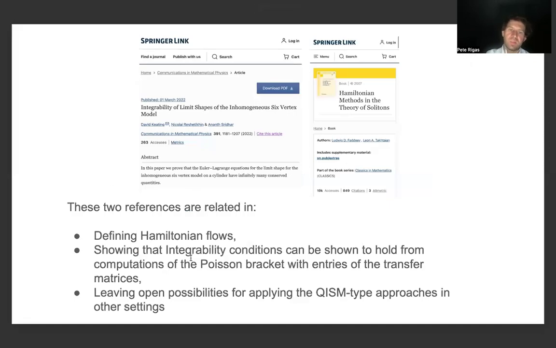And so these two references are related in the fact that even in the two-dimensional, and also we'll see in the three-dimensional case, in the two-dimensional case, there are some Hamiltonian flows defined, as well as showing the conclusion that integrability conditions hold, which can be shown from computations with the Poisson bracket with entries of the transfer matrix. And this method, although it's originally applied in the two-dimensional case, leaves open many possibilities for applying QISM type approaches in other settings.